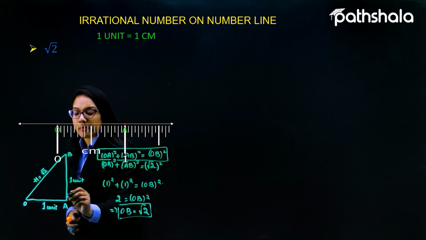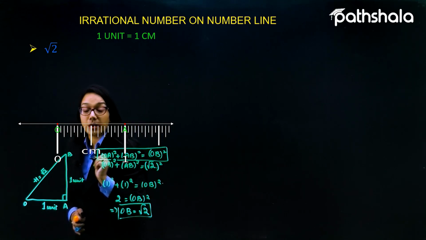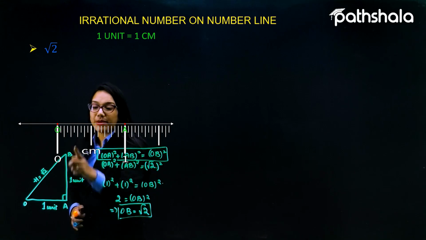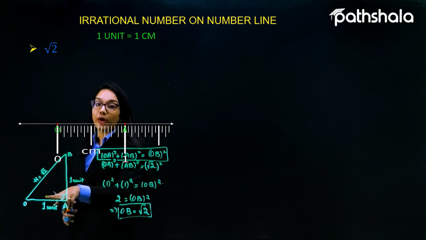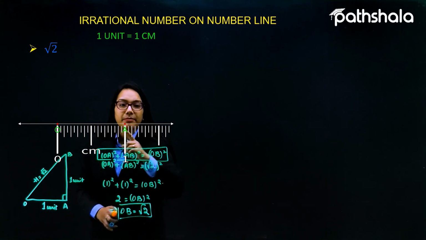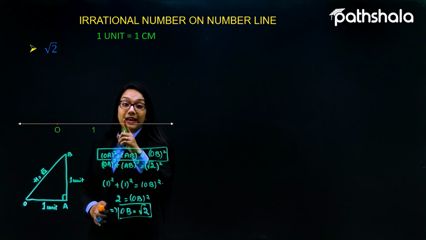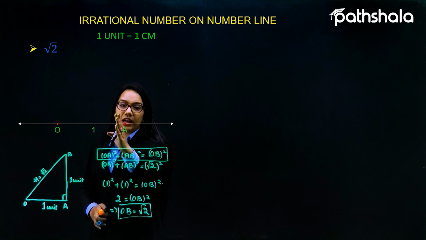Always remember, in the Pythagoras theorem, this is the perpendicular. So AB is perpendicular to OA. Using this concept, taking A, let's take a perpendicular AB on A.